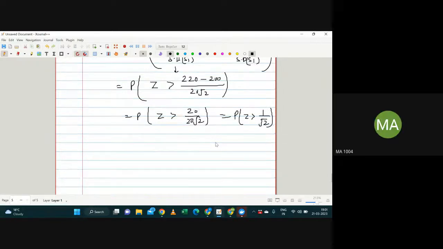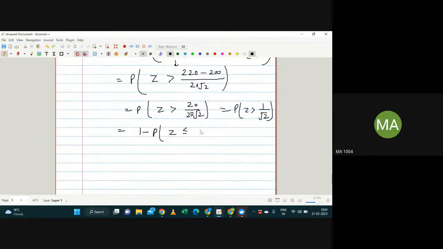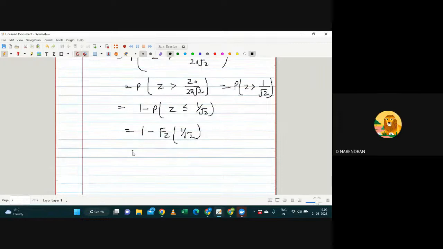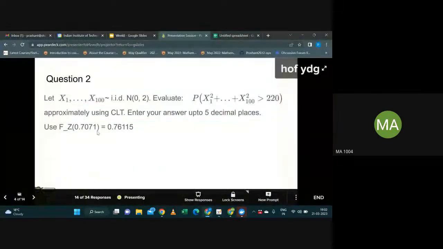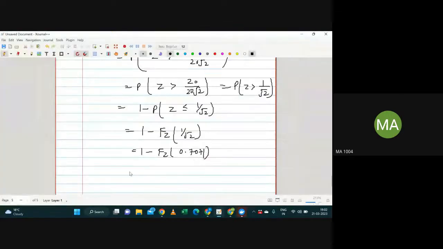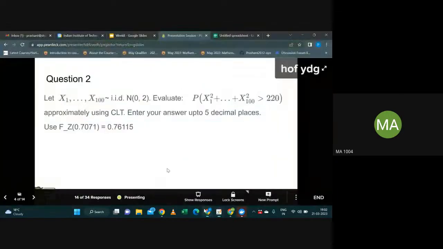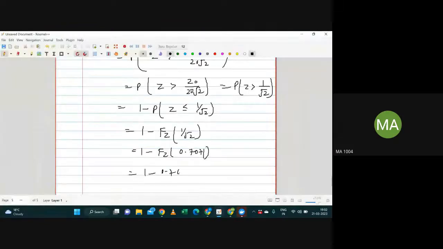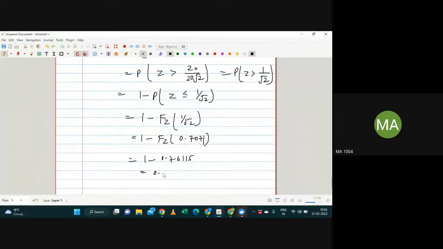Yes, sir. So I can write it as 1 minus the probability that Z is less than or equal to 1 by root 2, because this is F of Z at 1 by root 2. So what is 1 by root 2? 0.707, right? This is 0.7071, which is given to us in the table. So 1 minus this value, 0.76115, will be 0.23885. Yeah, so this is clear.